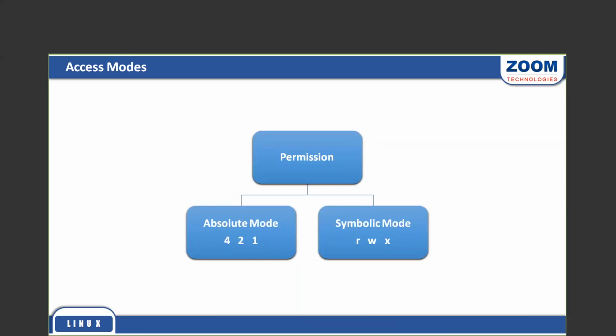For read, the alphabet is R. For write, W. For execute, X. Whereas the value for read is 4, for write 2, for execute 1. These are constant. Okay. Now, before I change the value, let me show you something.